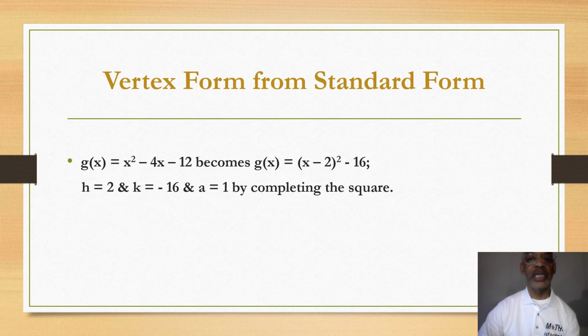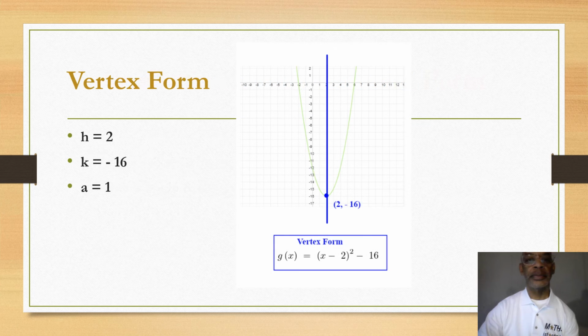We reach vertex form from standard form using the process of completing the square. Here is the graph of g of x in vertex form, highlighting the vertex 2, negative 16.